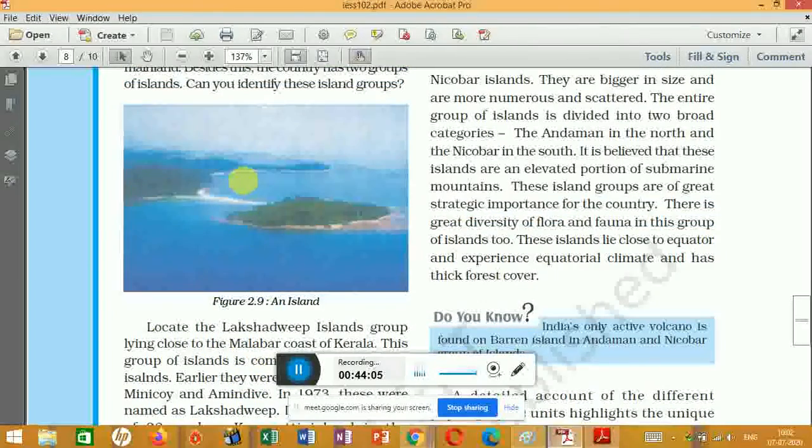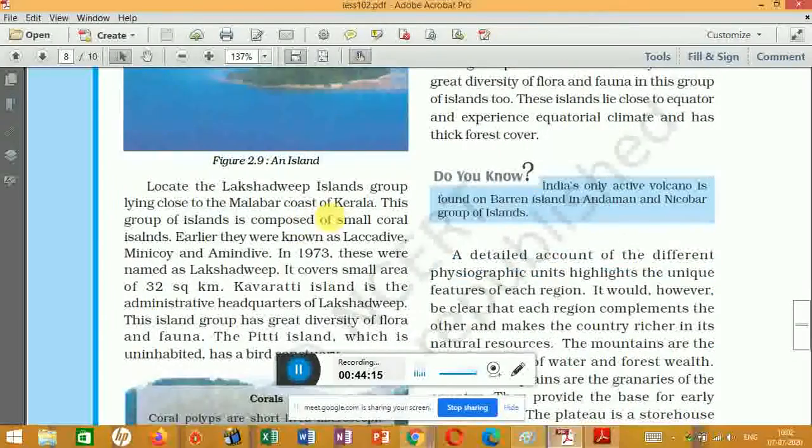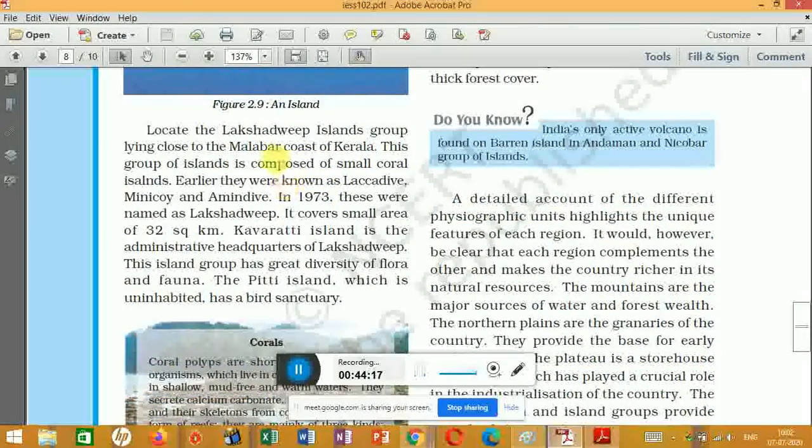Here you are seeing a photograph of an island. An island is a landmass which is surrounded by water on all sides. And let us read about Lakshadweep. The Lakshadweep Islands group lies close to the Malabar coast of Kerala, and this island group is composed of small coral islands. That means Lakshadweep Islands are formed by corals.